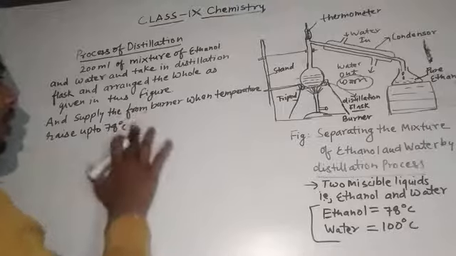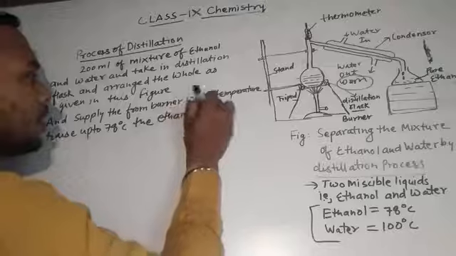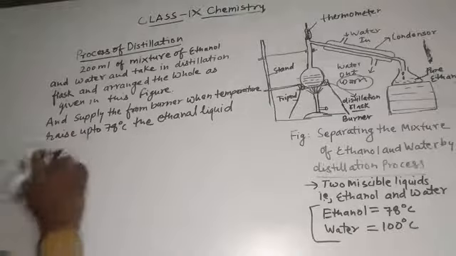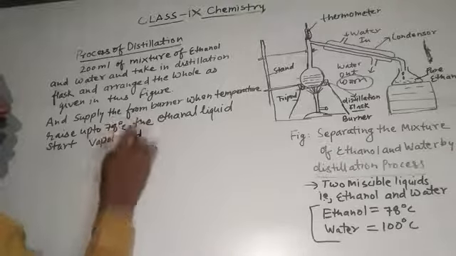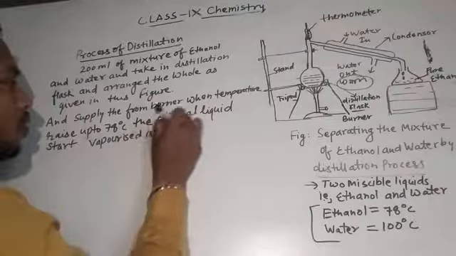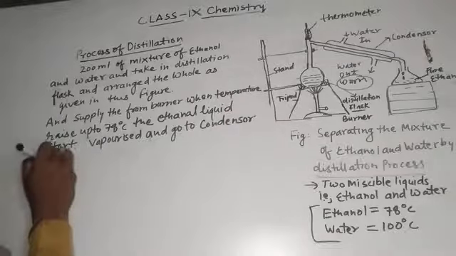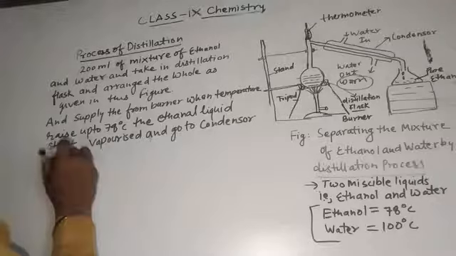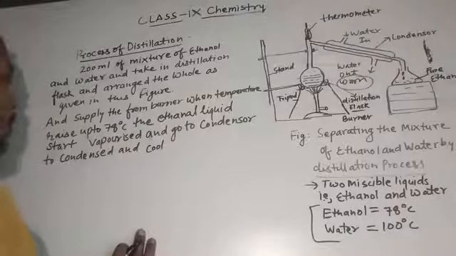the ethanol liquid gets vaporized, starts vaporizing, and goes to the condenser to be condensed and cooled.